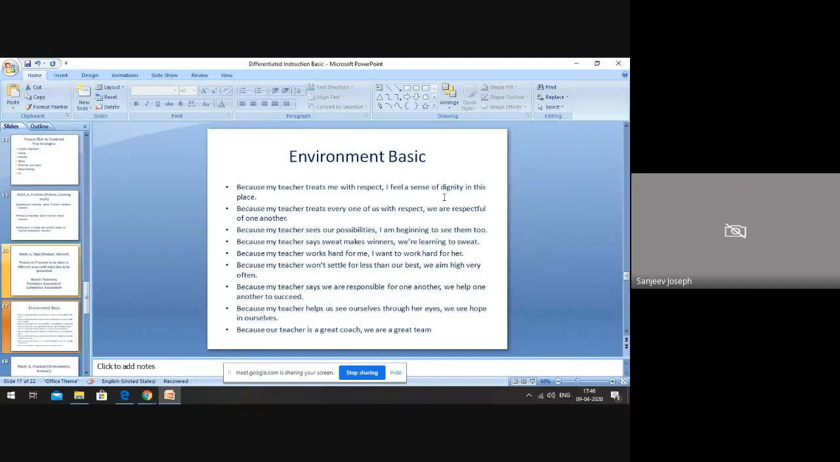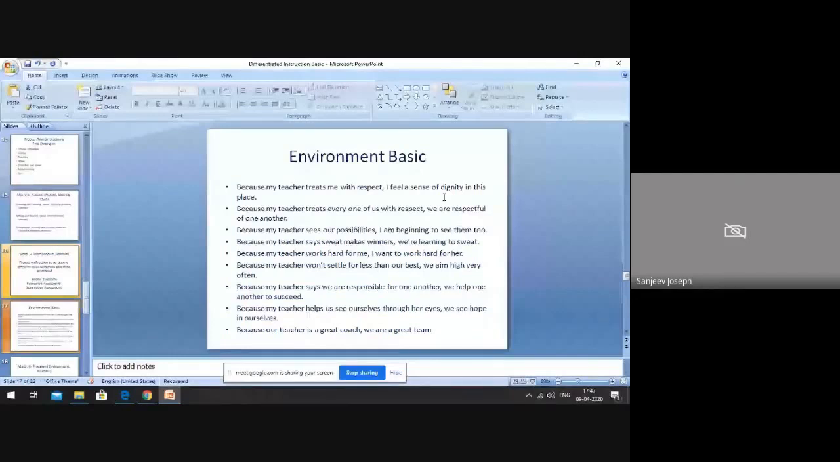And how to work hard, how to take this particular scenario into consideration of us, depends upon the motivation of the children as well as we the teachers. Because my teacher works hard for me, I want to work hard for her. Because my teacher won't settle for less than our best, we aim high very often.